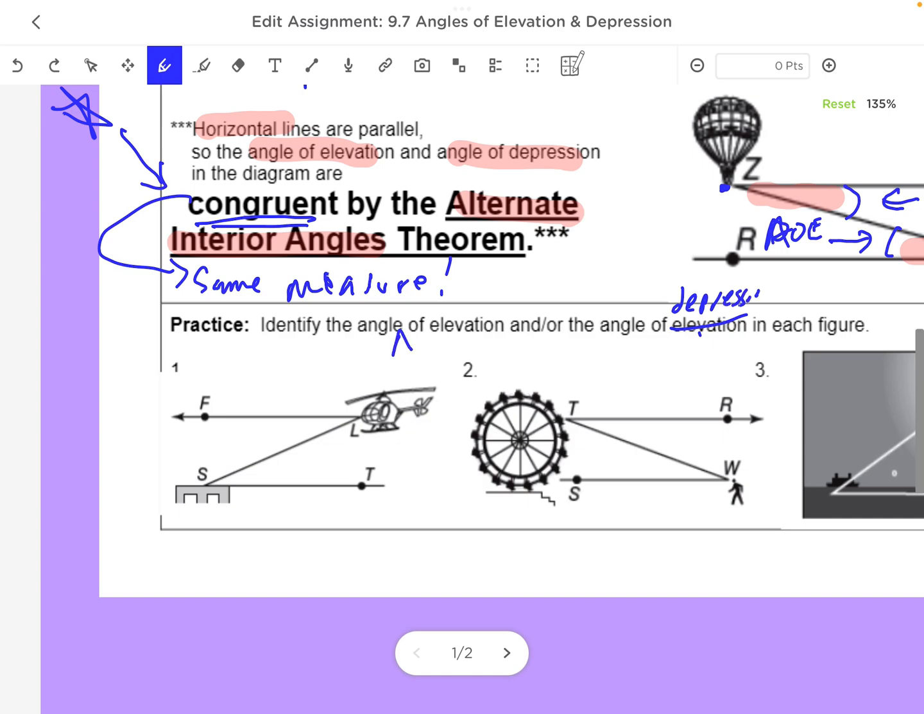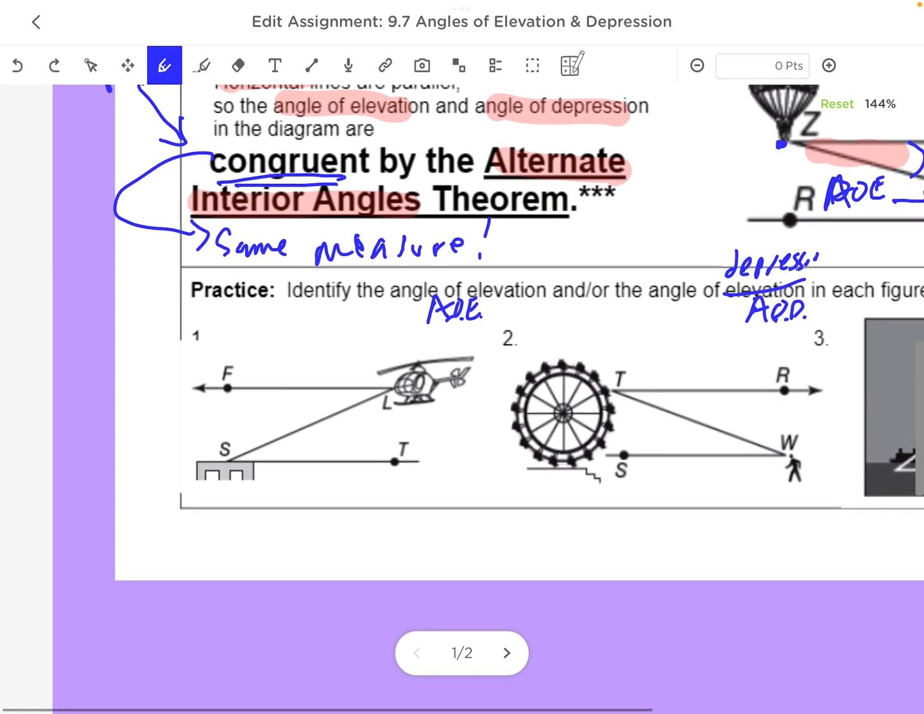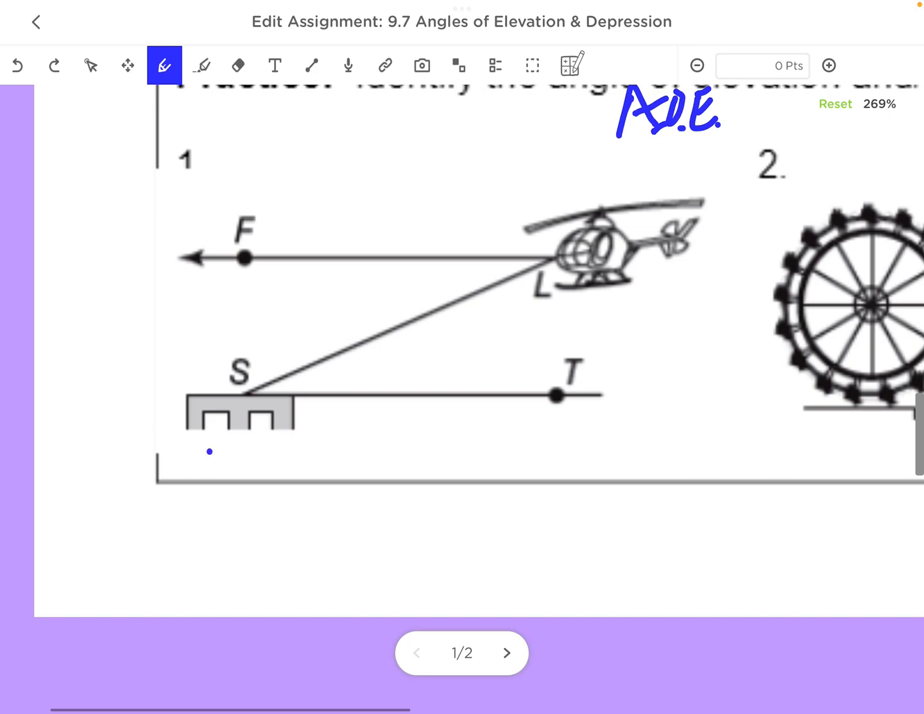Okay, so we're going to say angle of elevation is AOE, and then angle of depression is AOD. All right, so let's do this. So the angle of elevation and the angle of depression. All right, so think about this and pause the video. See if you can label the angle of elevation.